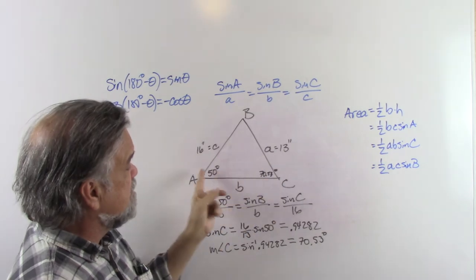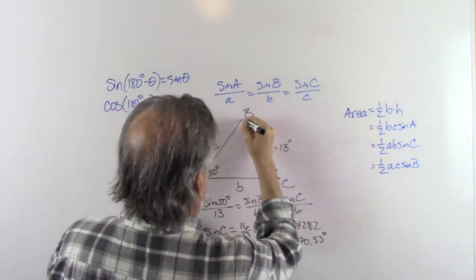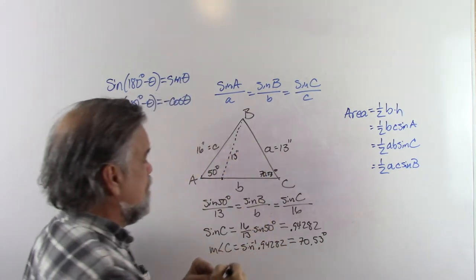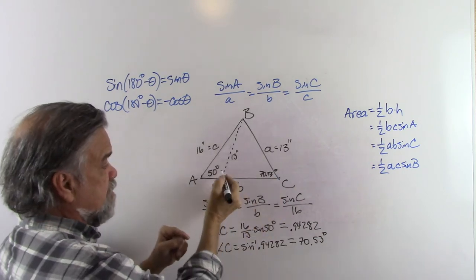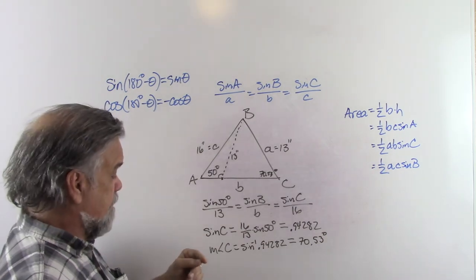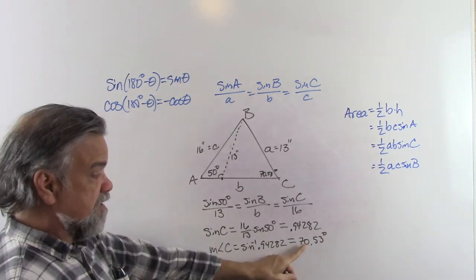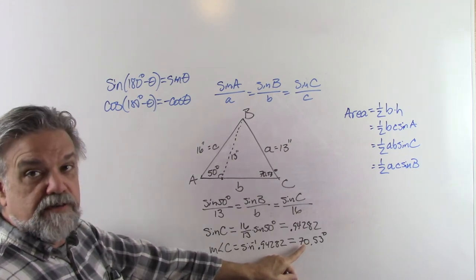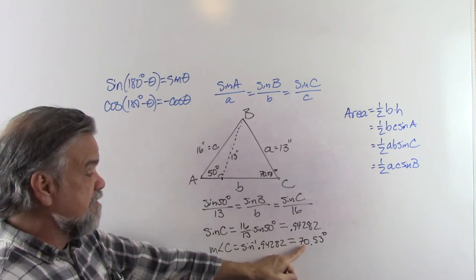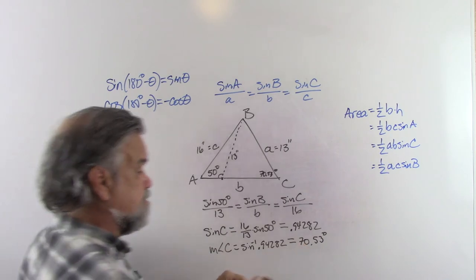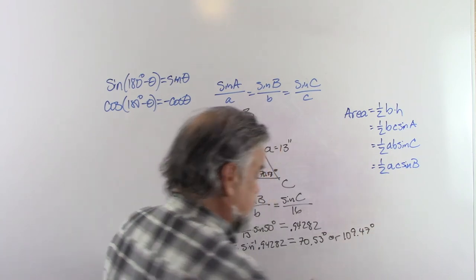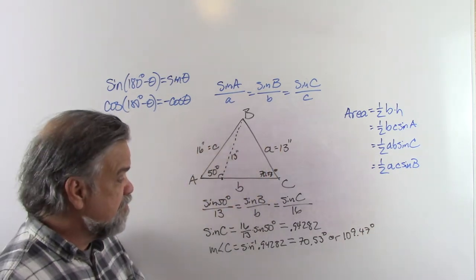So maybe this triangle doesn't look like this. Maybe it looks like this, where this one is 13 inches. Ooh, that means C would be this angle here, which would be an obtuse angle. And, well, what angle would that be? Well, it's got to be the angle that is supplementary to 70.53 degrees in order for it to have the same sine. So 180 minus 70.53 is going to be equal to 109.47 degrees.